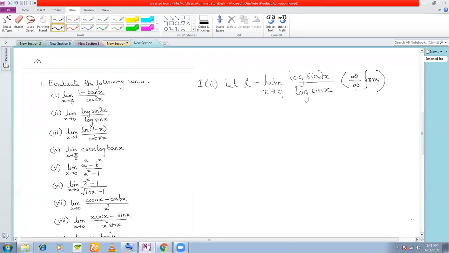So once you have a 0 by 0 or infinity by infinity form, you can apply L'Hospital's rule. So what you will do here is differentiate the numerator and denominator separately. If you differentiate, you will get cos 2x by sin 2x divided by cos x by sin x. Now you write here your reason: this is by L'Hospital rule. I'll simply write LH rule.